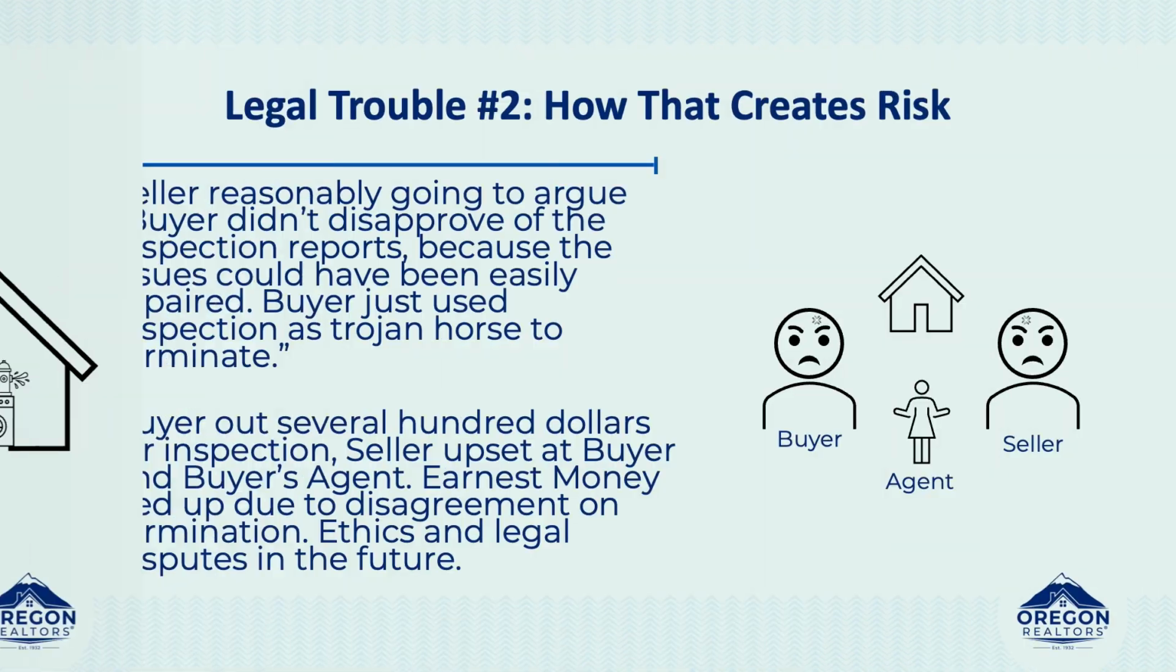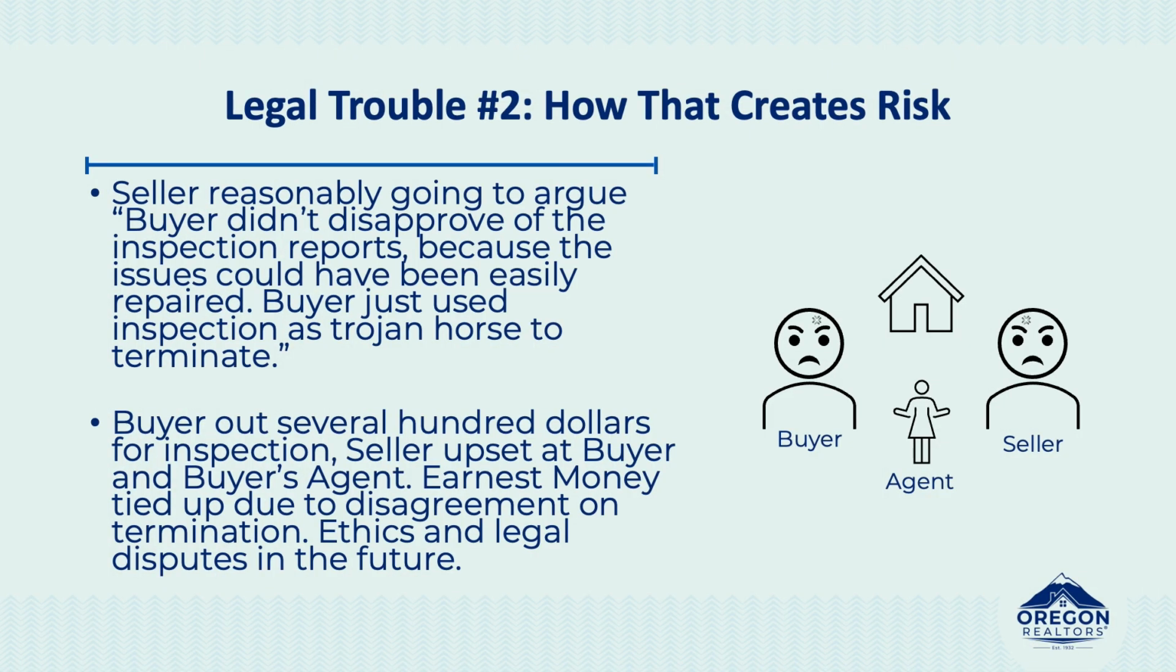The problem here is that the seller is going to reasonably say, the buyer didn't disapprove of the inspection report. They just disapproved of the transaction in general, and they're using the inspection report as a way to get out. They're lying to me. And the buyer is out several $100s because they had to get an inspection. And the seller is upset because they feel they're getting lied to. And the earnest money is probably tied up because the parties are fighting each other. So just by the fact that you said you have to send an inspection report to get out based on this early termination for diligence, you created this problem. Legal and ethical futures abound.